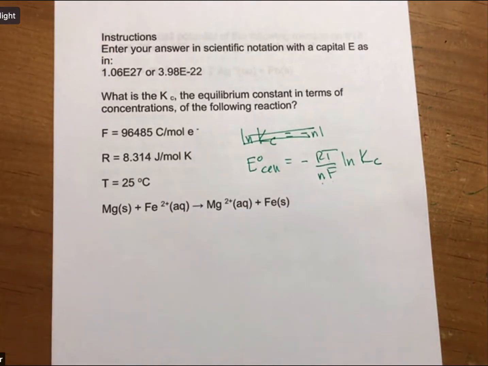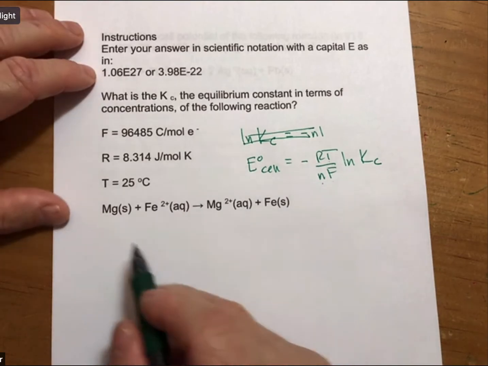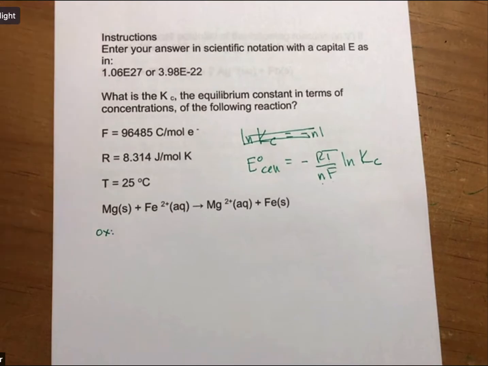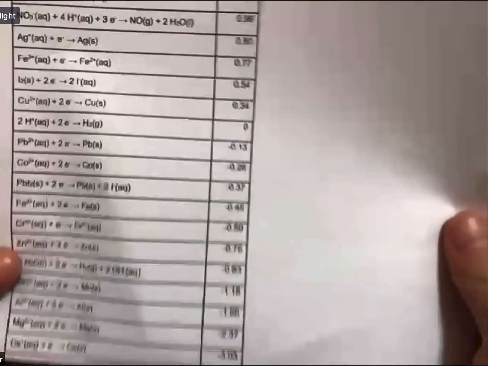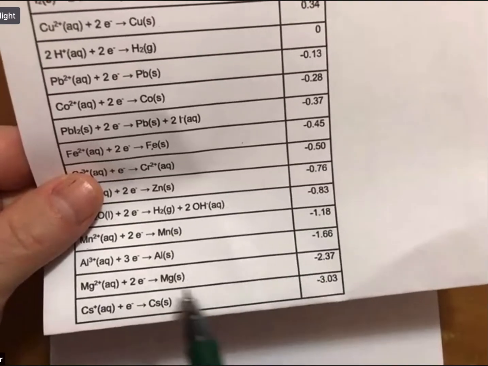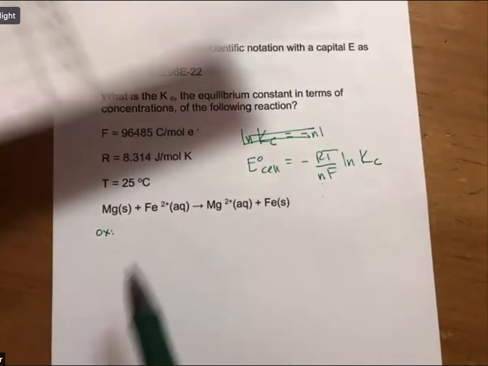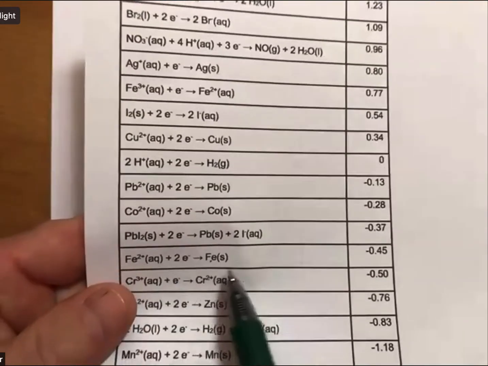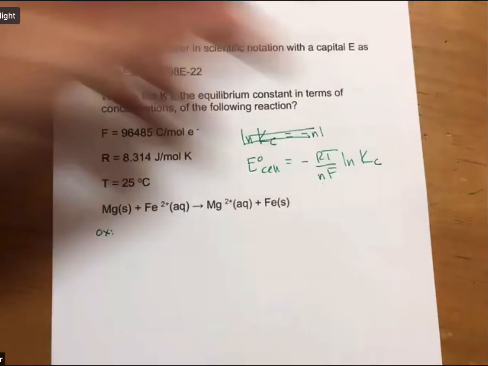Is this the same? No, it's not the same cell potential as the last one. Our process is always to go look at our standard reduction potential table, find our magnesium, find our iron 2+, and write down their half reactions.